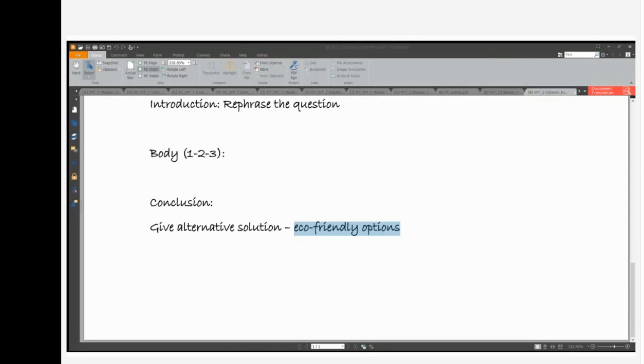Rather, it is, I can say, a rational one. There are many other solutions that can be applied, like governments should promote eco-friendly vehicles and public transportation by providing them with extraordinary facilities, something like that.